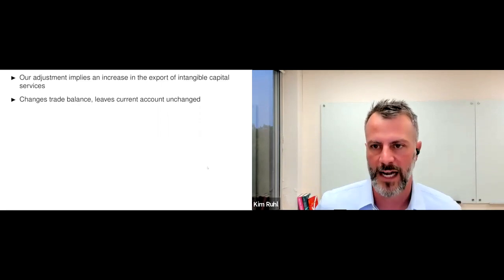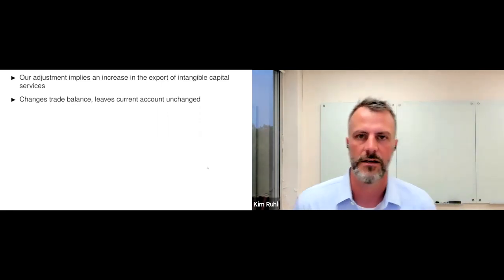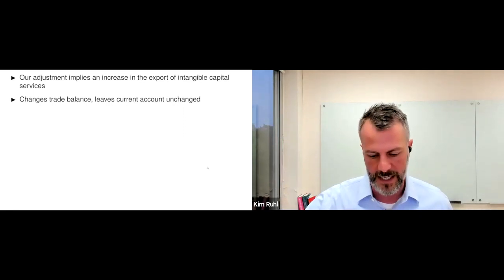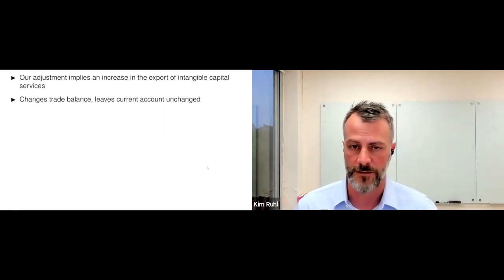This is the first place where we now need to make an assumption on what it is that the firm was doing. And so we're making this assumption that firms are using basically intangible capital to shift profits.